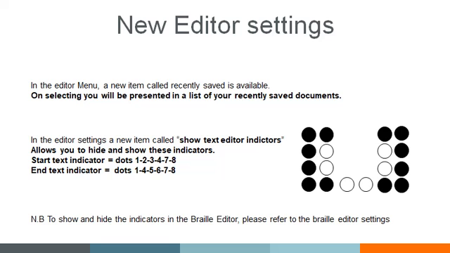You also now have, below recent commands in your editor settings area, where you have the confirm delete option that has always been present, something that says show text editor indicators. This is the beginning and ending file indicators. On a 20 cell display, we've heard the feedback that sometimes we don't need to see dots 1, 2, 3, 4, 7, 8 for the beginning of a document, and 1, 4, 5, 6, 7, 8 indicating the end of a document. So you can turn this off or on.